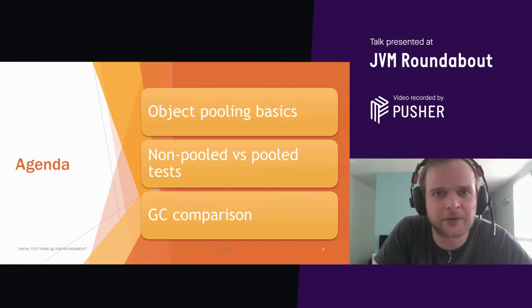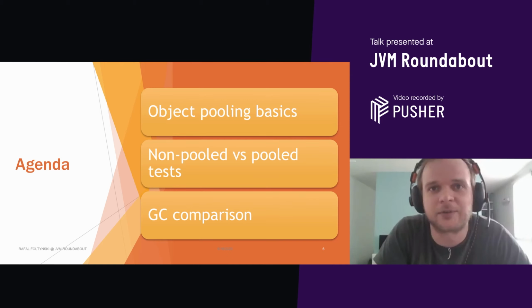So I'm going to talk to you about some object pooling basics for a start. Then we're going to do some comparison of pooled and non-pooled runs, and then we're going to see how the garbage collection looks like in all of these runs.